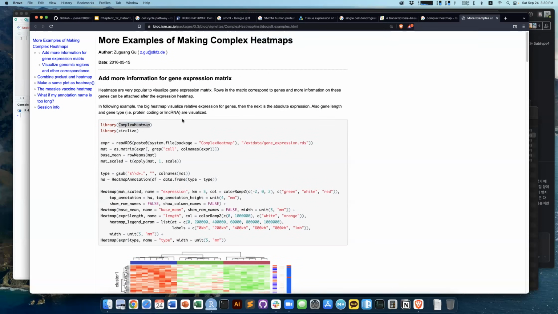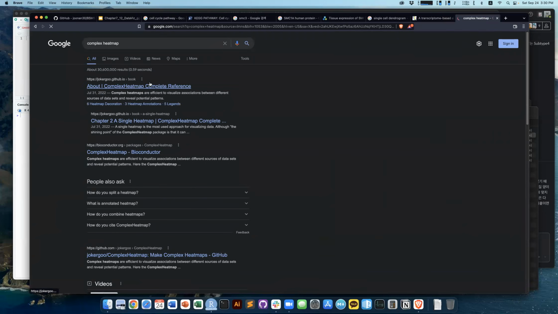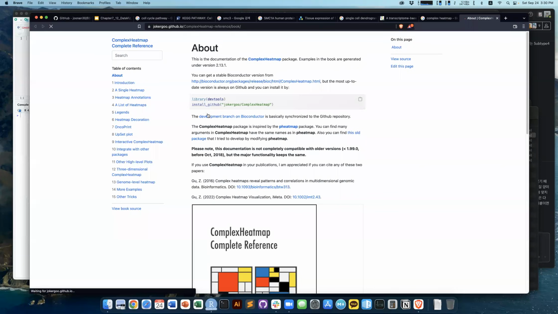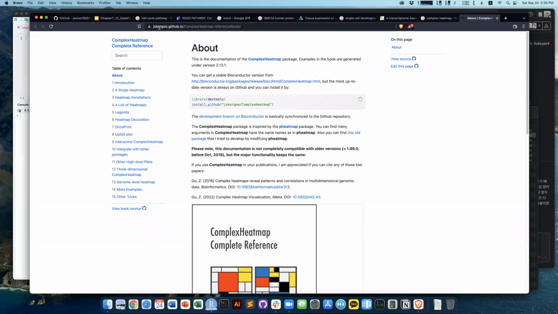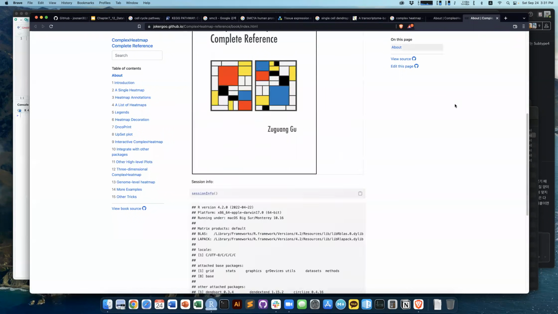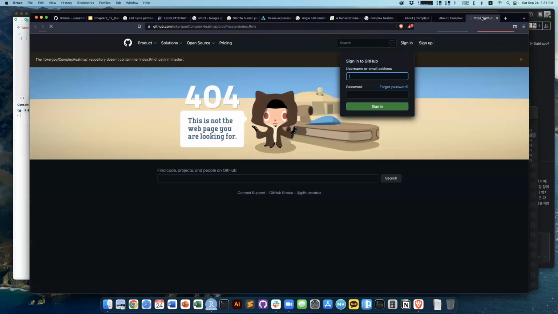This is quite useful, and it has a free gift book, right? So they have a free textbook. If you search ComplexHeatmap, then you can go to the website written by Zuguang Gu. I think he's one of the crazy guys of our lifetime. So let's go to his profile.